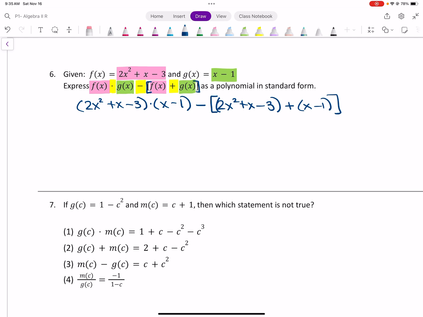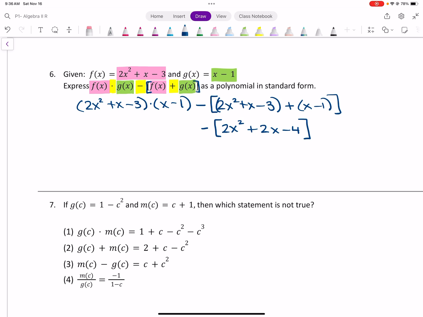Okay, a little order of operations. Technically, that square bracket is a parenthesis. Technically, that goes first, combining like terms. It's addition, so we don't have to do anything with the parentheses that it's set up with. You could just go straight to combining like terms. We get 2x squared plus 2x minus 4.